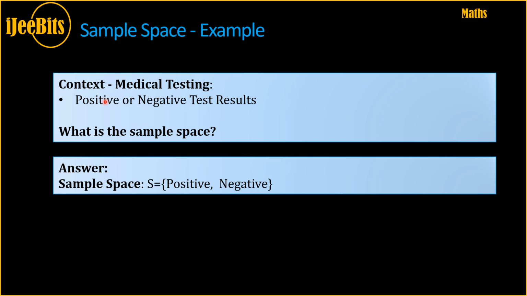So next context, medical testing. When you undergo a medical test, what would be the outputs that the medical report says? Whether you are going to get a positive result or a negative result. So the sample space for the medical test is the sample point positive and the sample point negative. Do you see how you are identifying sample points and then contributing towards the sample space identification?